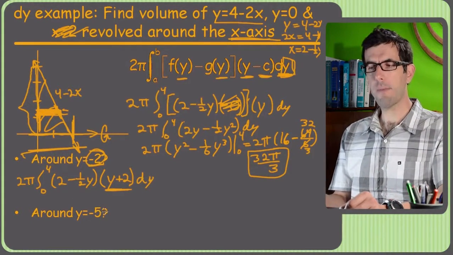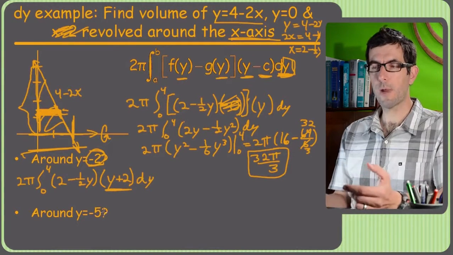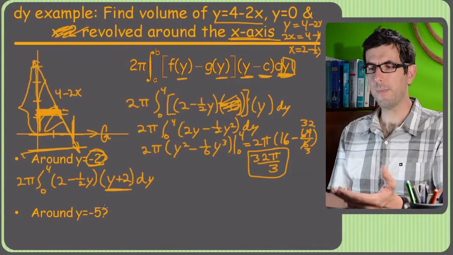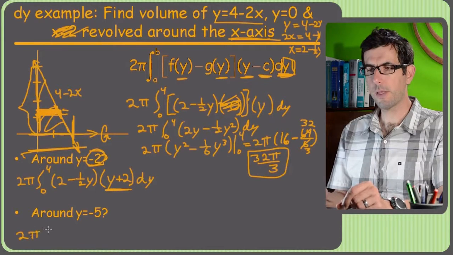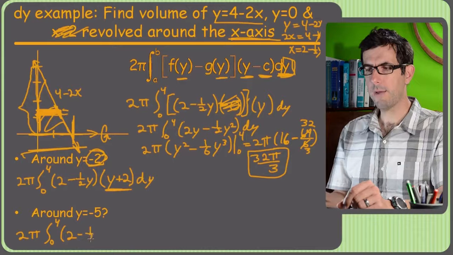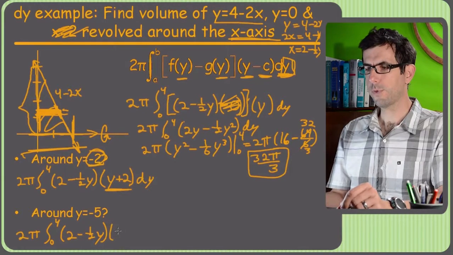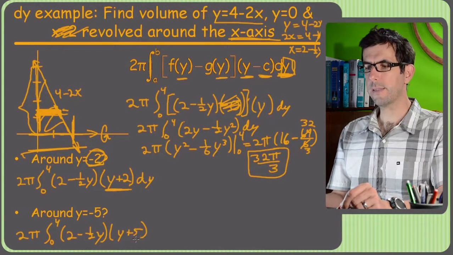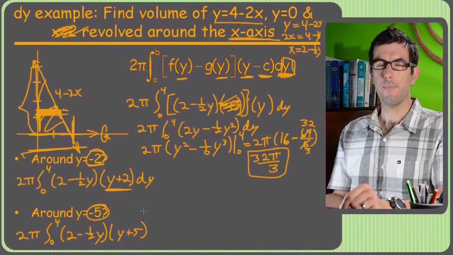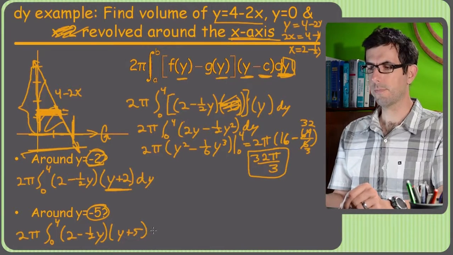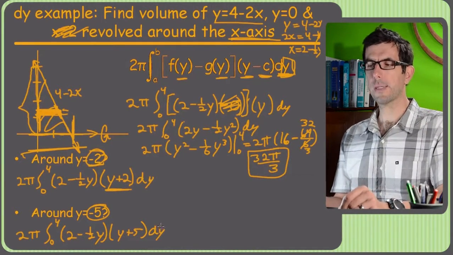And what happens if we did y minus, spinning it around y equals -5 instead of -2? Again, exact same formula, and we still have the 2 minus 1/2 y, but we just got y plus 5 because now the radius is 5 bigger than it would have been originally when we were just spinning around the x-axis.